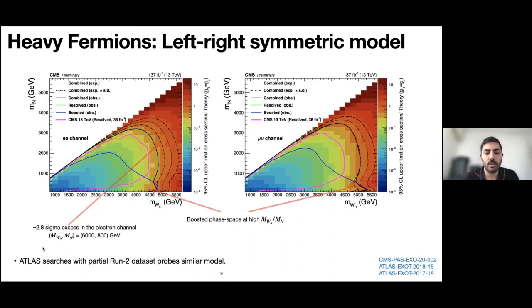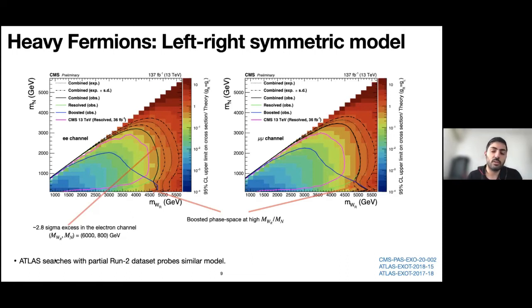But again, 2.8 is in the range to be flagged for round three. And otherwise, the search is setting the most stringent bounds on such models in the mass plane of the right-handed W versus the heavy neutrino mass, up to 5 TeV on the WR mass, as illustrated here, with the electron channel on the left and the muon channel on the right.